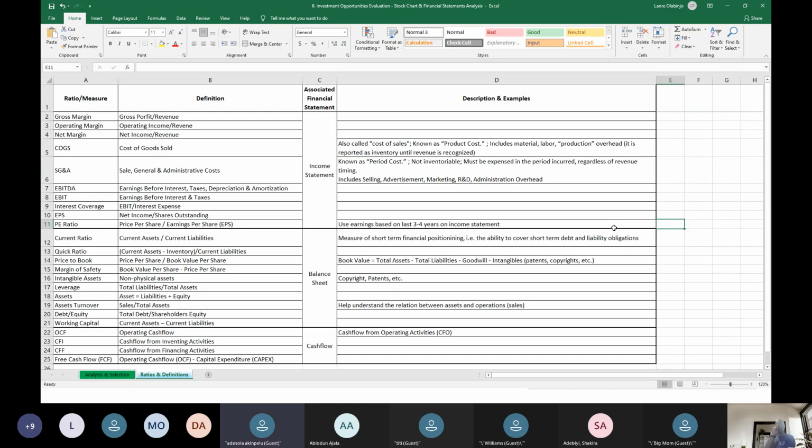For every share you hold. How much each share costs? No, it's how much it's making. How much is the income? Yeah, it's earnings. Remember, earnings means income, right?